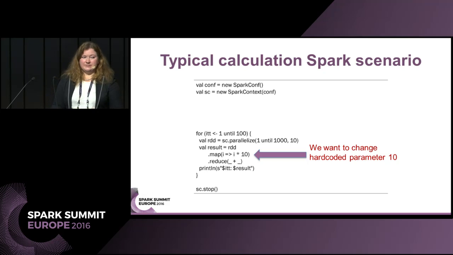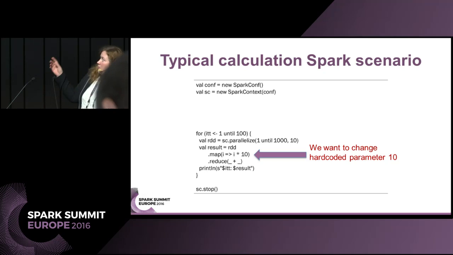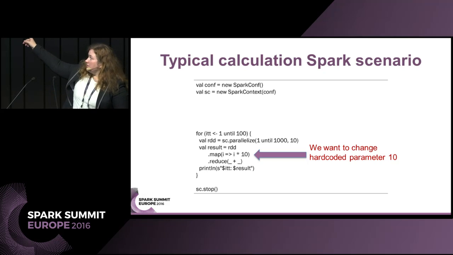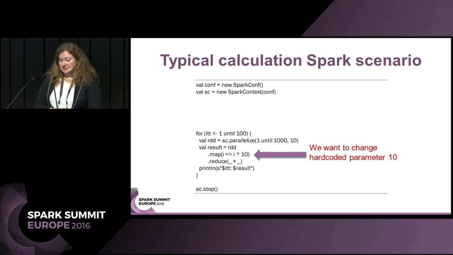Let's see a very simple example. Here we have a very basic example where we have 1,000 numbers that we multiply by a factor of 10 and make a total of with the reduce function. We do it in 100 iterations and in 10 batches, as you can see. What we want to change is just that simple parameter. It's hard-coded for now.